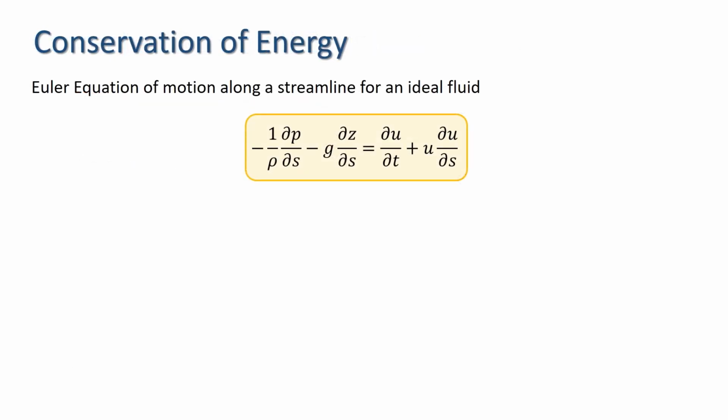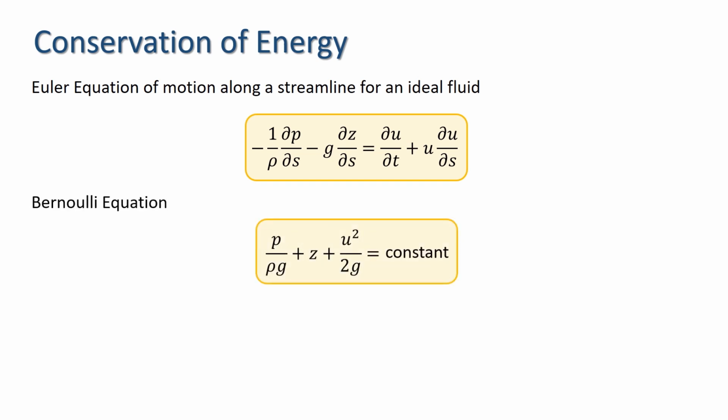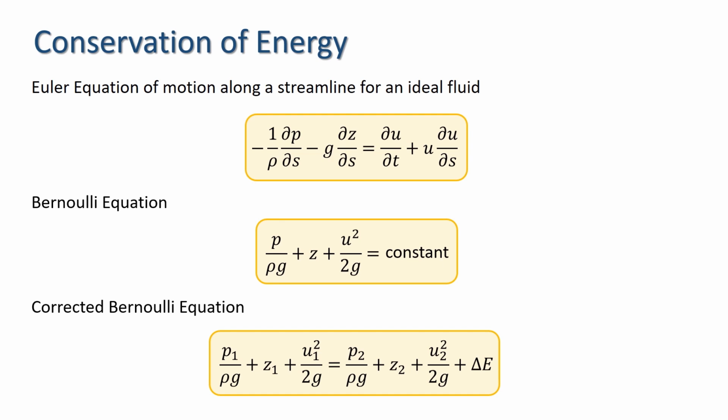To summarise then, we derived first the Euler equation of motion along a streamline for an ideal fluid. In the steady state case, we saw that this simplified to the Bernoulli equation, which has units of energy per unit weight, or metres. Finally, we saw that we can take account of energy losses by writing the equation in the corrected form shown here, which has the delta E term on the right-hand side.